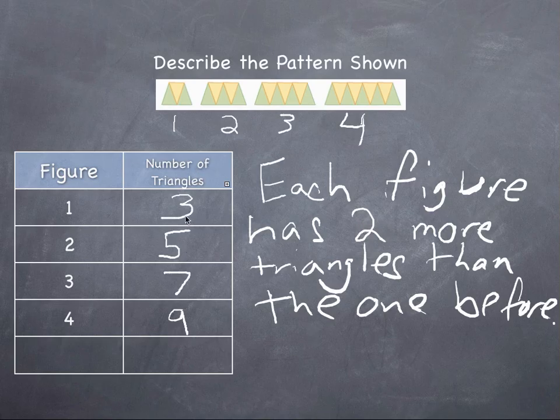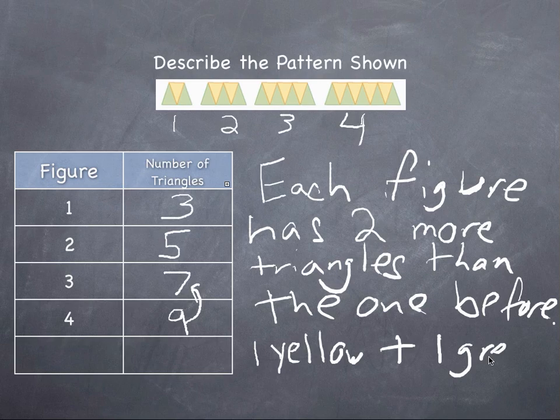So if we look at the first figure, it has 3. The next one has 5 triangles, which is 2 more than this one. And then the third one has 7, which is 2 more than the one before it. And then the last one, 9, has 2 more than this one. So that's one of the patterns: each figure has 2 more triangles than the one before. And if you really want to get fancy about it, those 2 triangles you could break down into 1 yellow triangle and 1 green triangle. That's our pattern that we're looking at here.